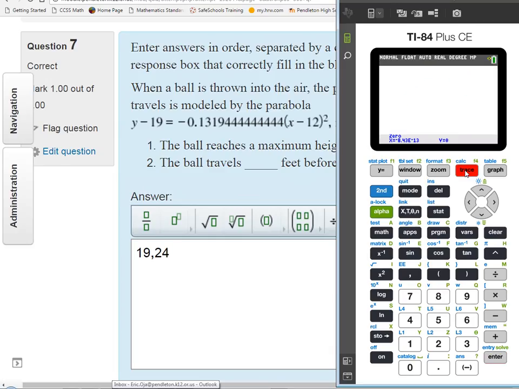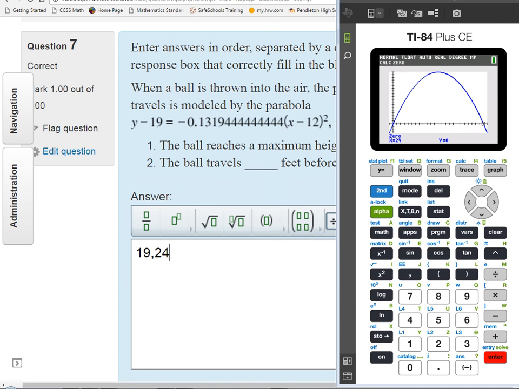So second calc 0. Left boundary, this time I'm just going to say 23. And for my right boundary, I'll just say 25. And for my guess, I'll say 24. And what do you know? The answer is at 24, 0. So the x-intercepts, or the zeros, where the height was 0, were at x equals 0 and x equals 24. So therefore we get 24 for the distance the ball travels horizontally before it hits the ground.